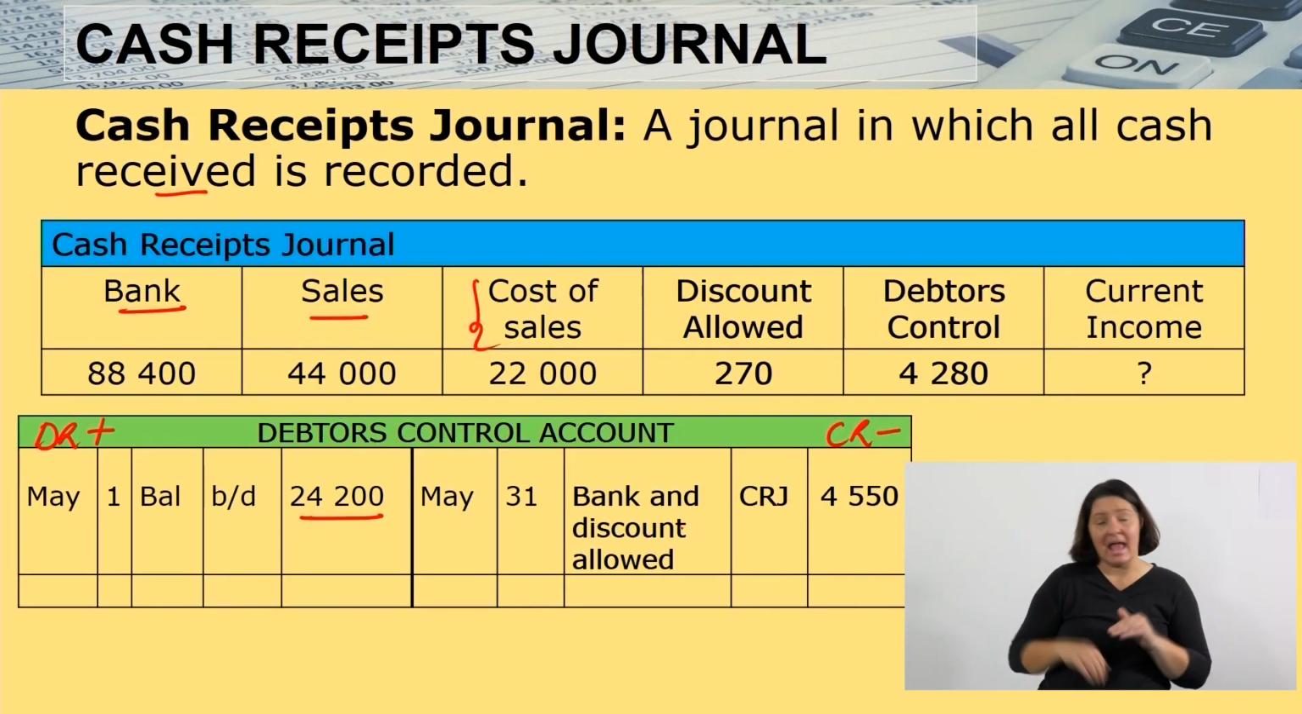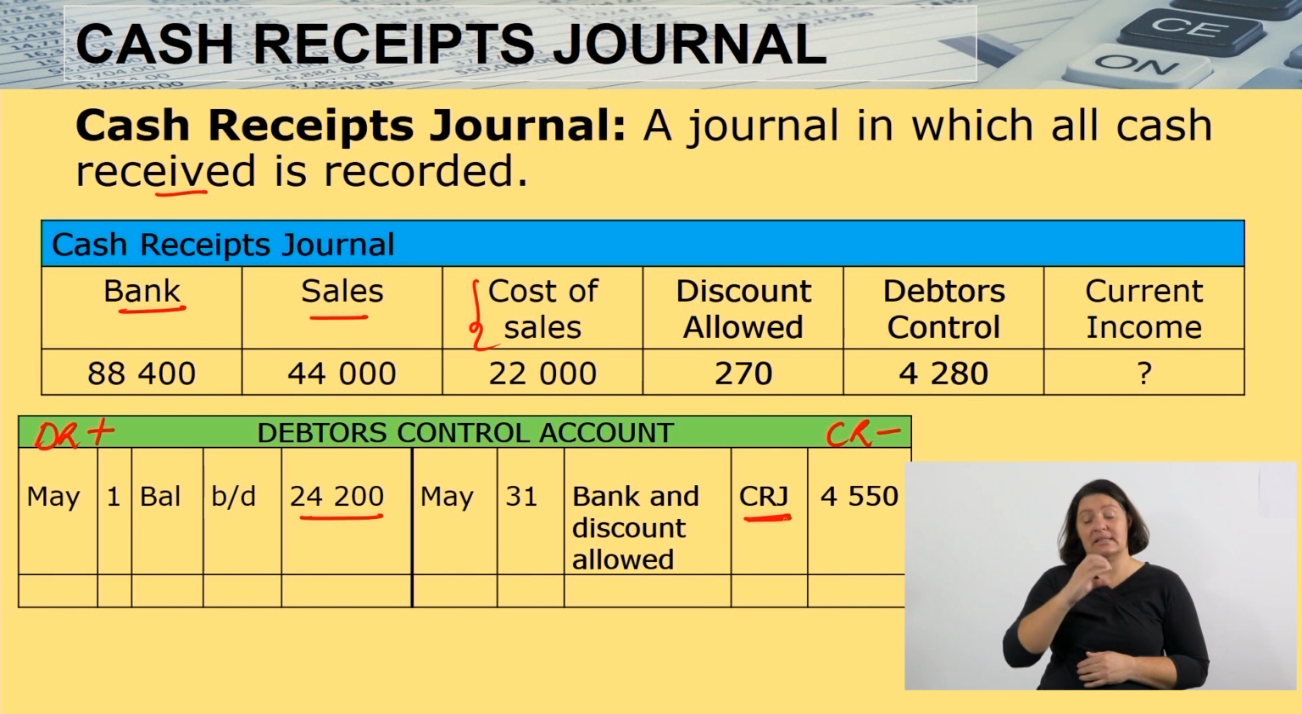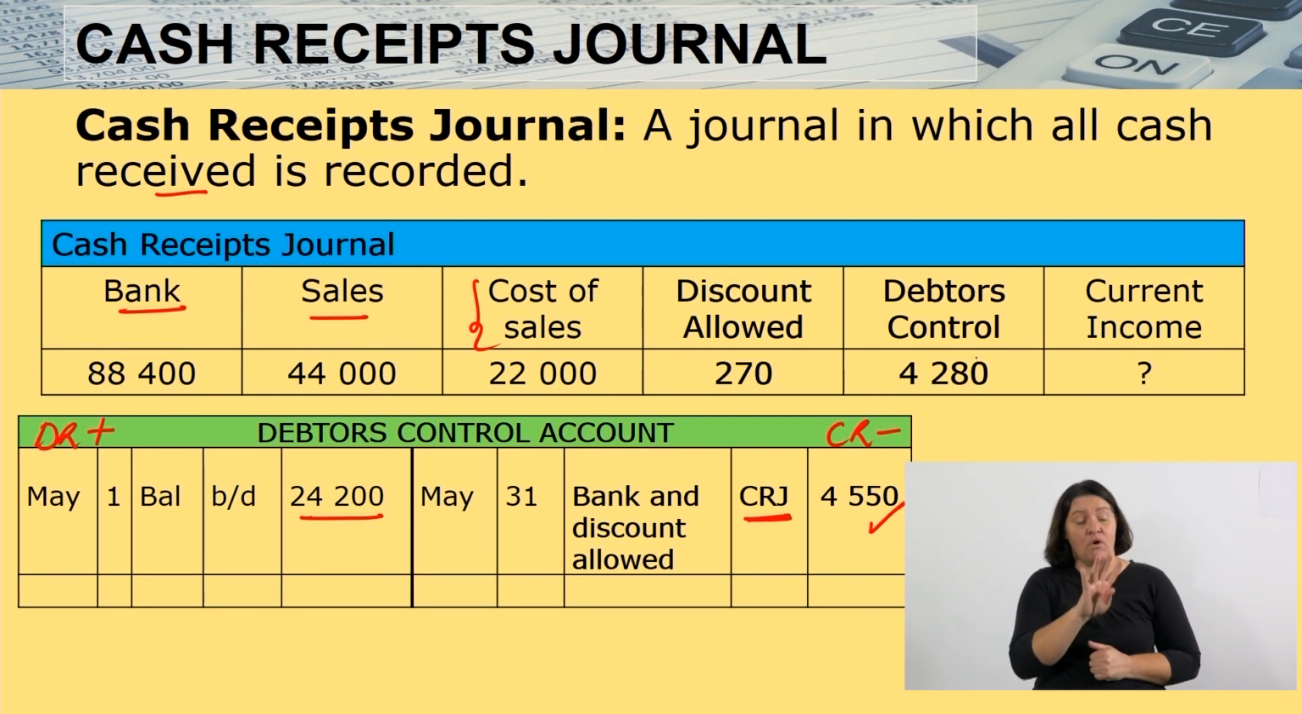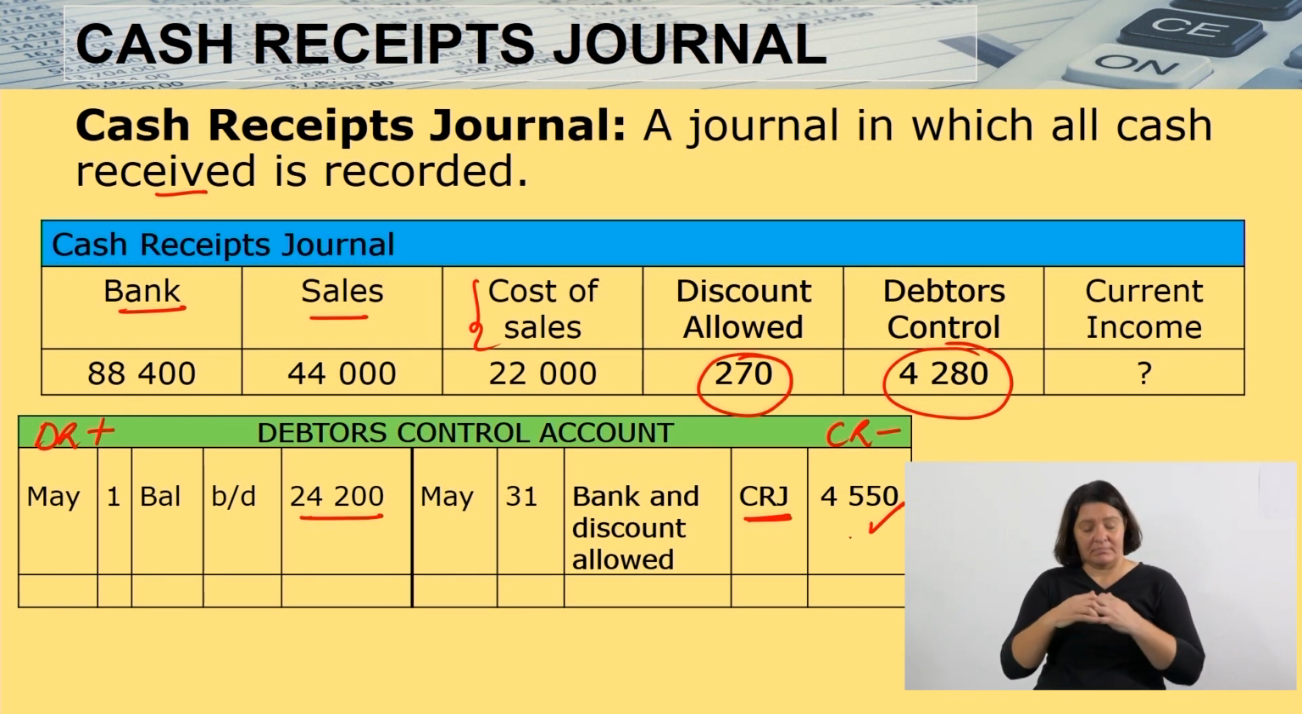That therefore means when they get to pay us, they pay us less because we have subtracted discount from what they should have paid. So you will find that we have bank and discount allowed, and the journal is CRJ, and my amount is 4,550. What does that mean? I took my 4,280 and I also added my 270 to make it 4,550. This is how you would record your cash received from debtors when you are preparing your debtors control account.